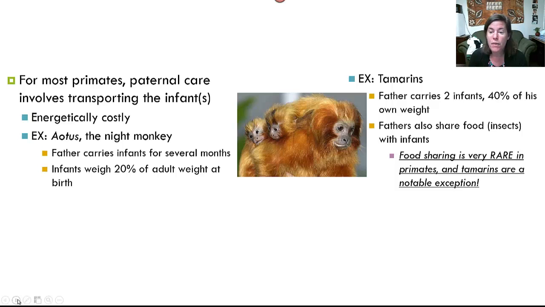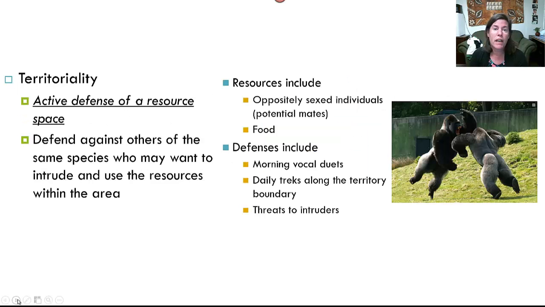In tamarins, the males not only carry the infants, which weigh 40% of his own weight, but they also share food, insects, with their infants. Food sharing is a very rare behavior in the order of primates, and the tamarins are a notable exception. And imagine how costly it is for these fathers to go out with infants on their backs, trying to capture insects, and then instead of consuming them himself, give them to his offspring. Very costly behavior.